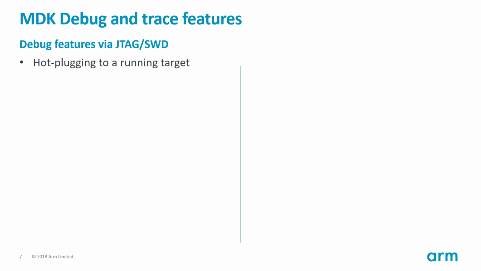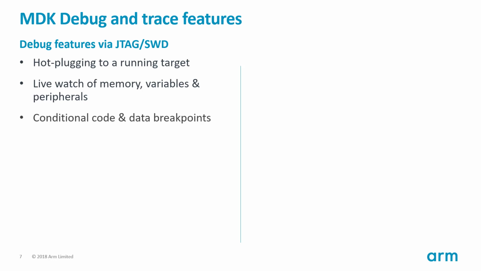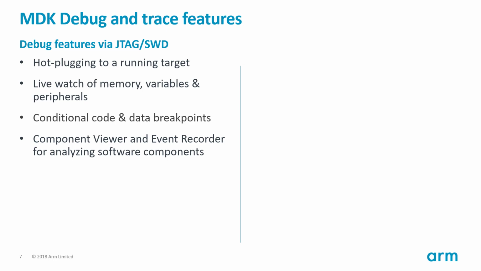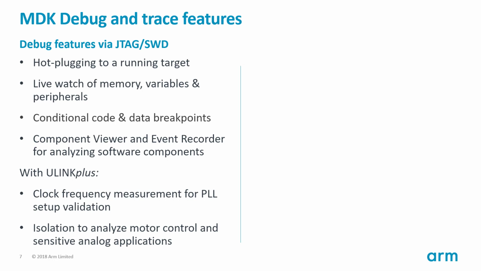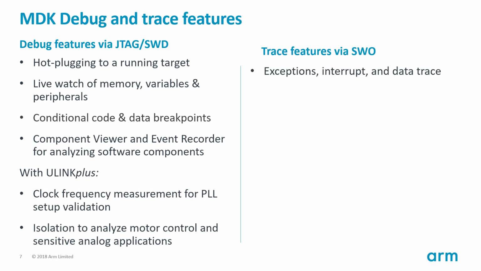MDK supports hot plugging to a running target for status monitoring. It allows live watch of the program execution with value displays. It supports code and data breakpoints and provides status and event views for software components and user annotations. In combination with ULINKplus adapter, you can see the actual core clock frequency and benefit from the built-in isolation for sensitive analog applications. When serial wire trace is enabled, you also get statistics of interrupt execution, data trace of up to 4 variables, and a system analyzer that shows program execution over time.